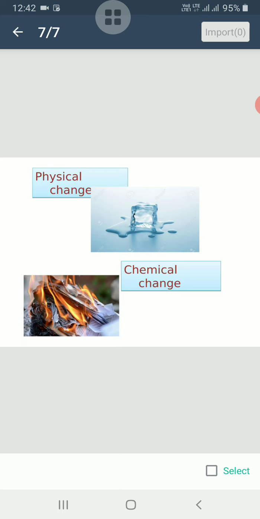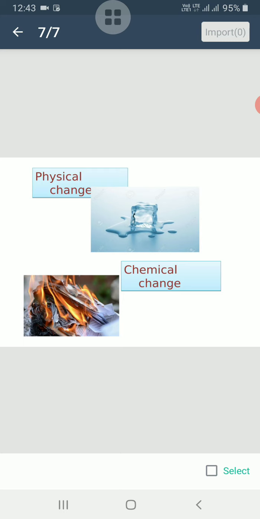Chemical change. When the matter changes altogether to form a new substance, it is known as a chemical change. In a physical change, no new substance is formed, but in a chemical change, a new substance is formed. It is a permanent change and cannot be reversed. Physical change is temporary and can be reversed, but chemical change is permanent and cannot be reversed.